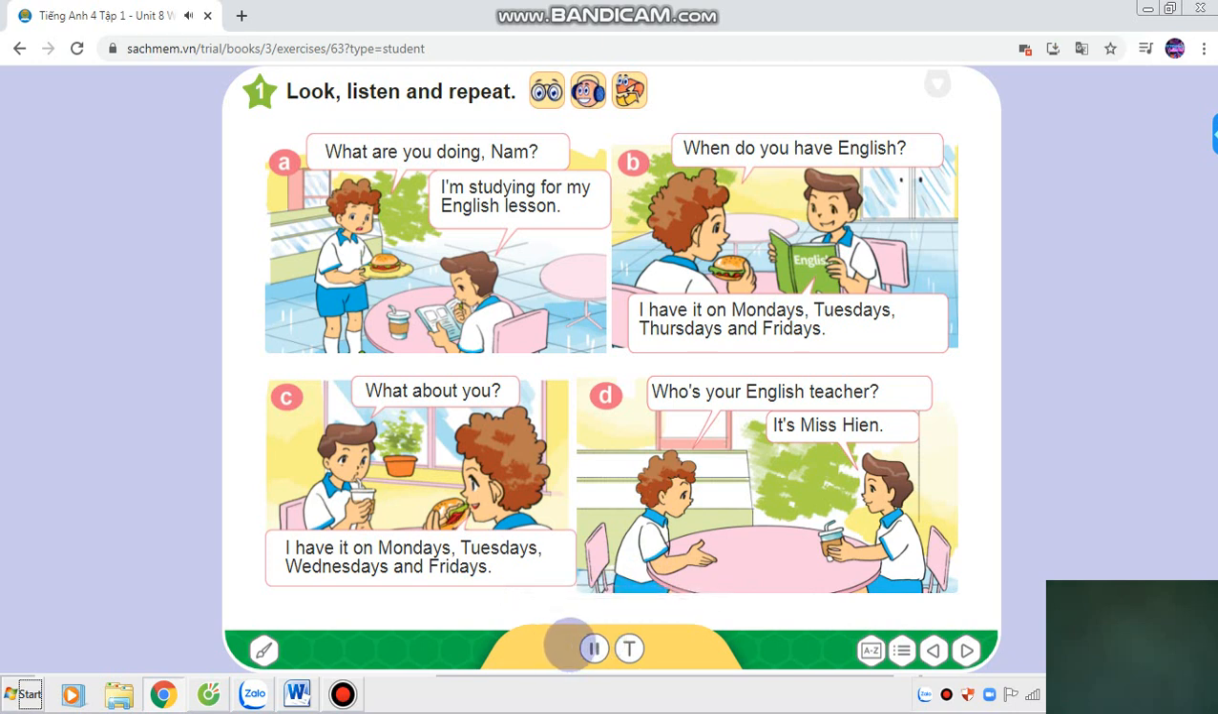Page 54. Lesson 2. Activity 1. Look, listen and repeat.